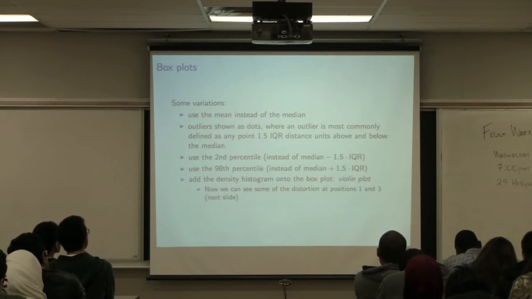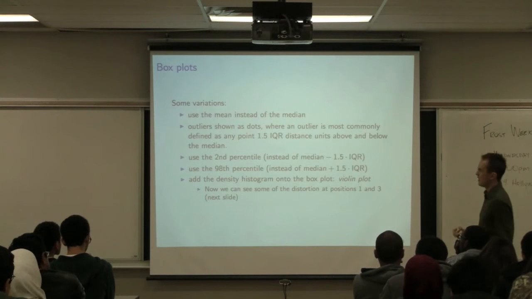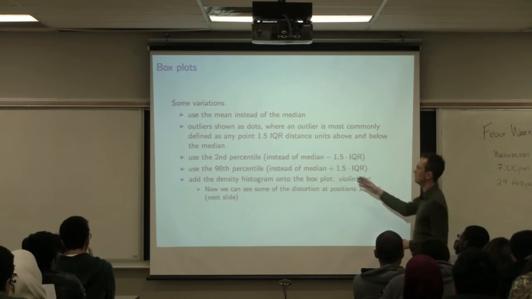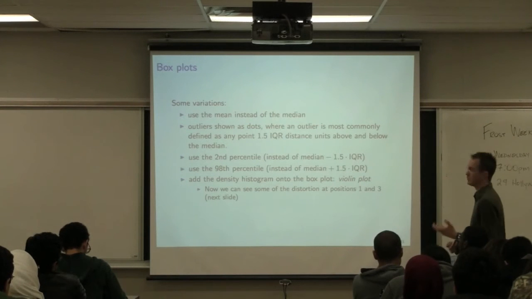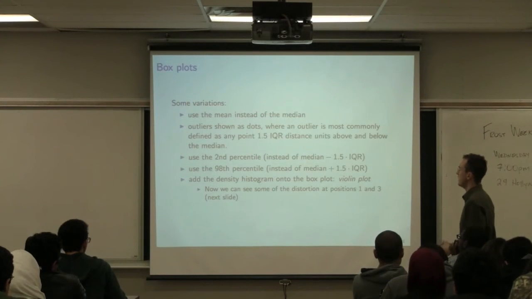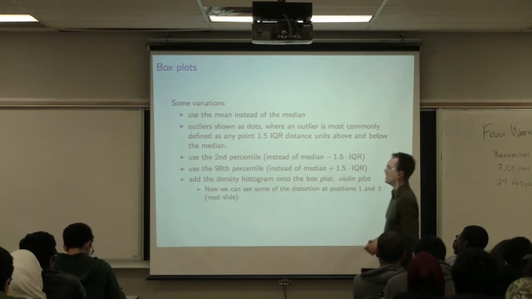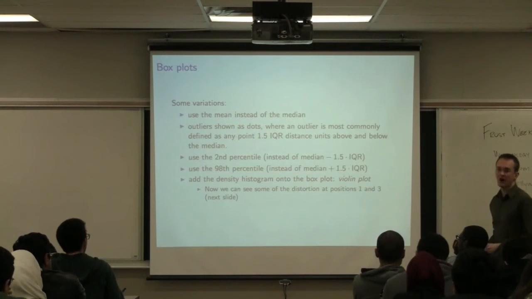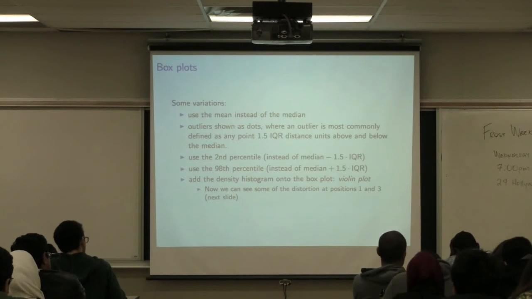So you'll see some variations on this. There's no unified agreement on how a box plot should be shown. Some people will use a mean instead of a median. Some people will show outliers. Some people will use the IQR instead. Some people might use the 2nd and 98th percentile rather than those 1.5 IQR. So just check the software package that you use. Check the help function for it to make sure that you know what's being plotted.